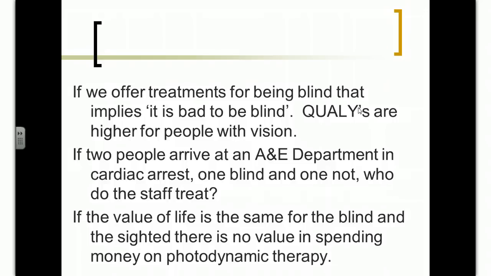So if the value of life is the same for the blind and the sighted, there is no value in spending money on, say, photodynamic therapy to prevent blindness. If in the A&E unit we decide we shouldn't be choosing between these two people, that these are equal, and that choosing on the basis that one is blind and one is not is basically discrimination, then if there's no distinction between a sighted person and a blind person, why when we get to the decision about money can we say we should be spending money on blind people, that they'd have a higher quality of life if they were sighted? So these huge contradictions emerge in how you actually go about making the decisions.